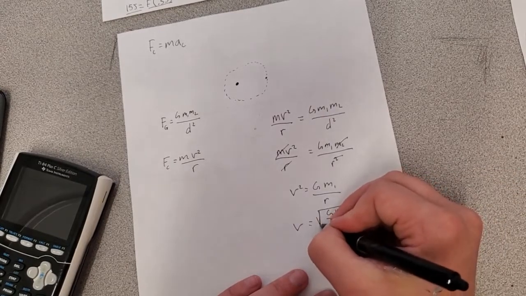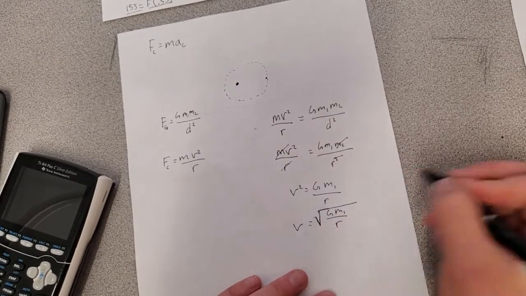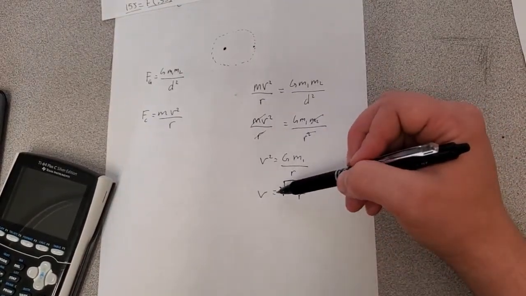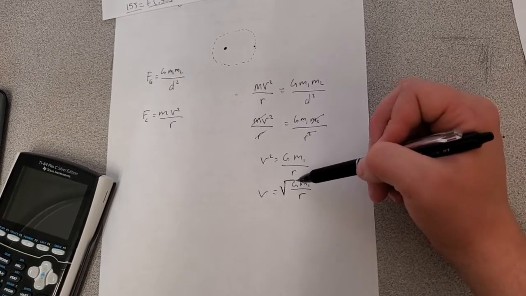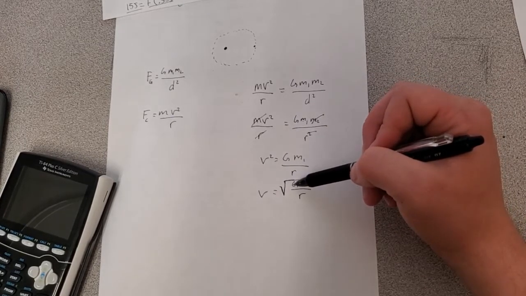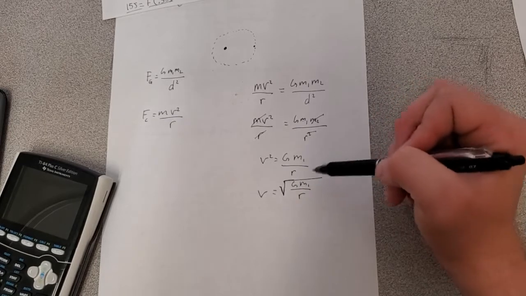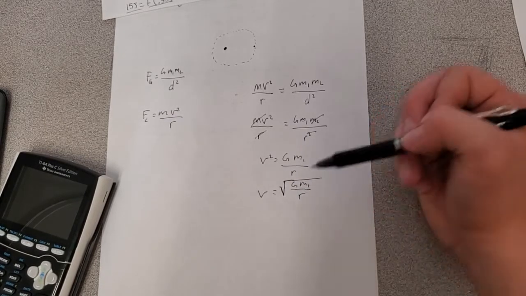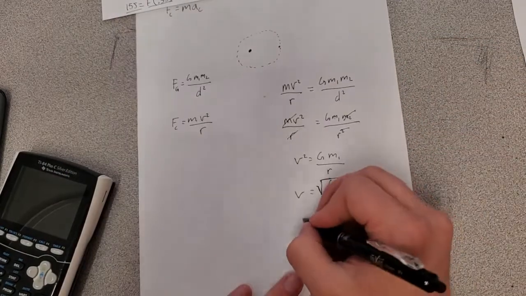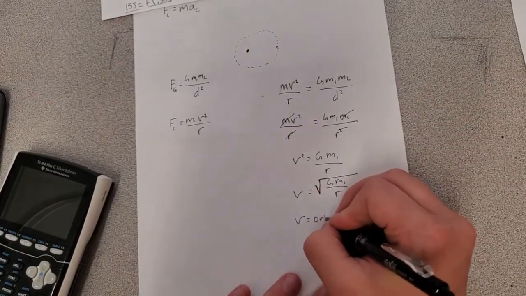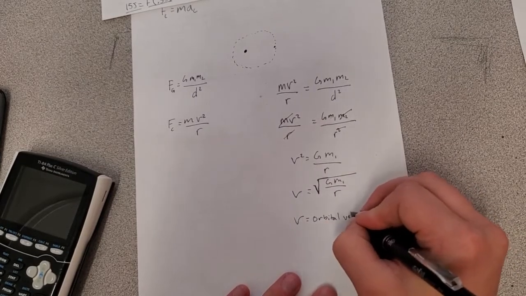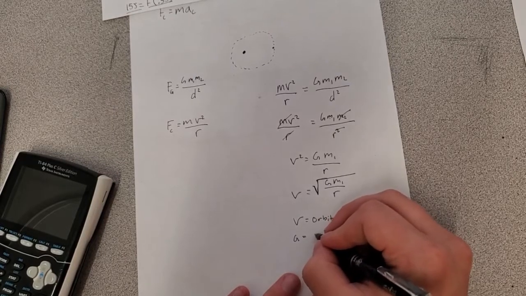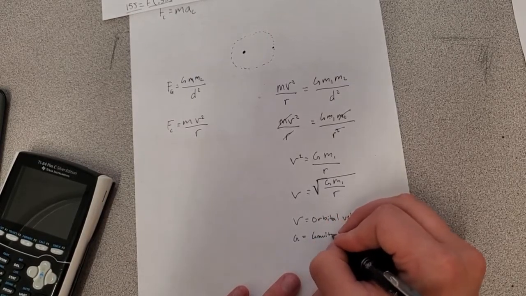So this is the velocity of your orbit, or your orbital velocity. The velocity is equal to the square root of the universal gravitational constant G multiplied by the mass of the object you're orbiting, divided by the distance to the center of gravity. So let's write that out. V is equal to orbital velocity. G is equal to the gravitational constant.